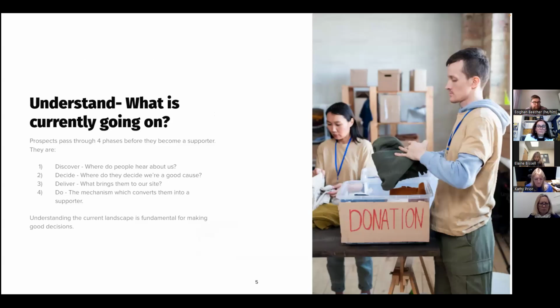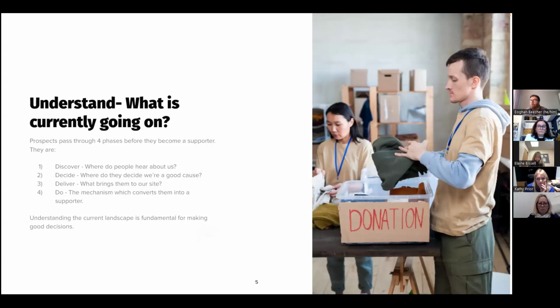And this kind of seems obvious, but you'd be surprised how many organizations don't always have a look at their fundraising landscape and their supporter journeys, and work off assumptions rather than constant review. So taking a beat and undergoing exercises to understand what's going on is really, really important.